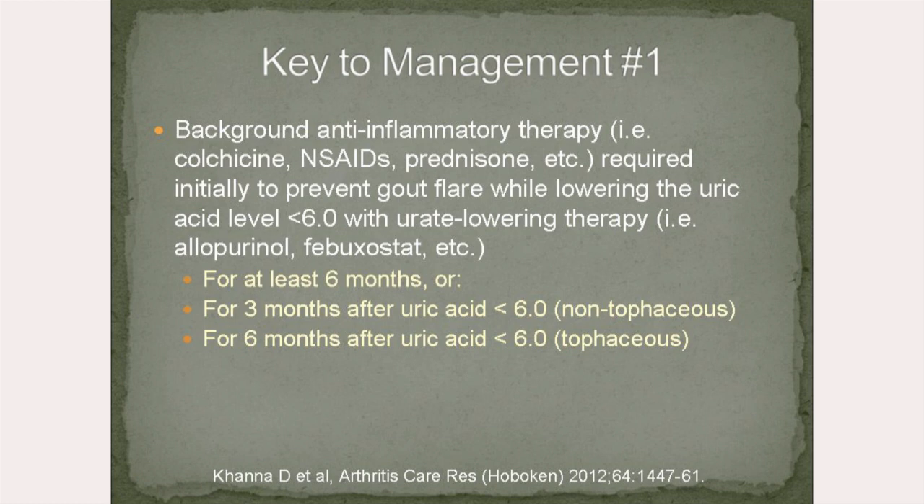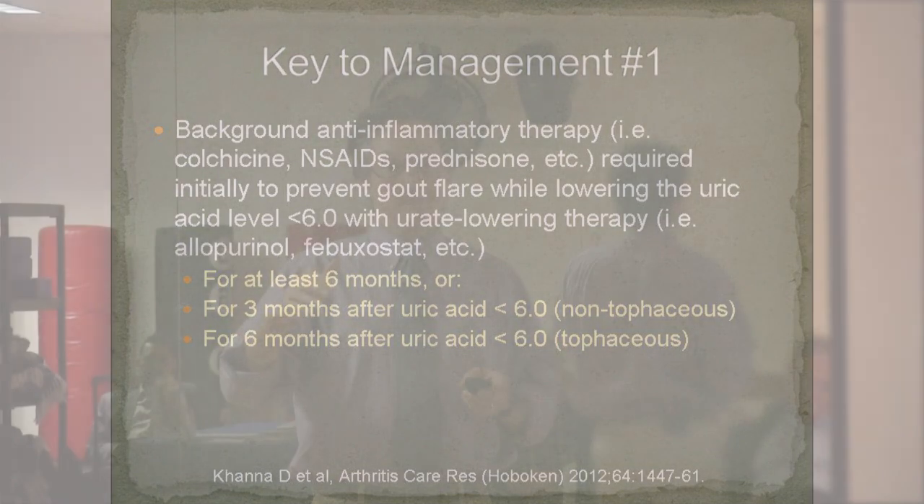We'll either continue the background colchicine for 3 months after the uric acid level is less than 6 in somebody who doesn't have tophi, or for at least 6 months after the uric acid is less than 6 in somebody with tophi, and actually less than 5, because the goal is less than 5 in somebody with tophi. Okay, so we'll continue that background anti-inflammatory for several months after we get your uric acid level to the goal level, because even though the uric acid level is stable, you're still at an increased risk of flare for several months after we get the uric acid level down.